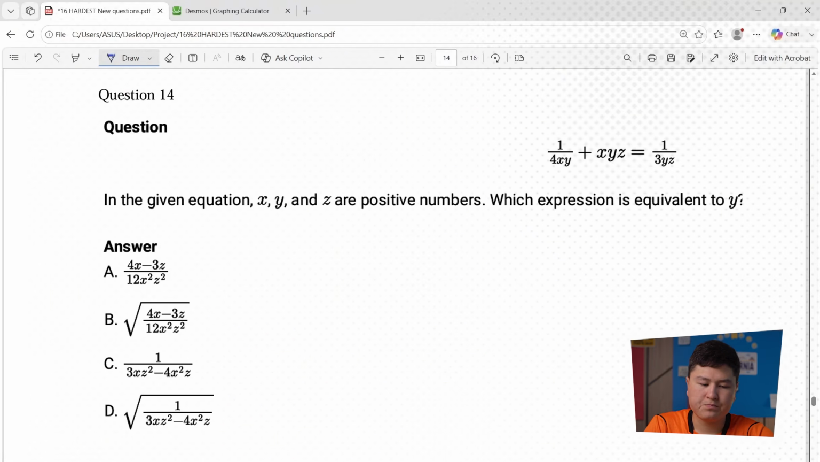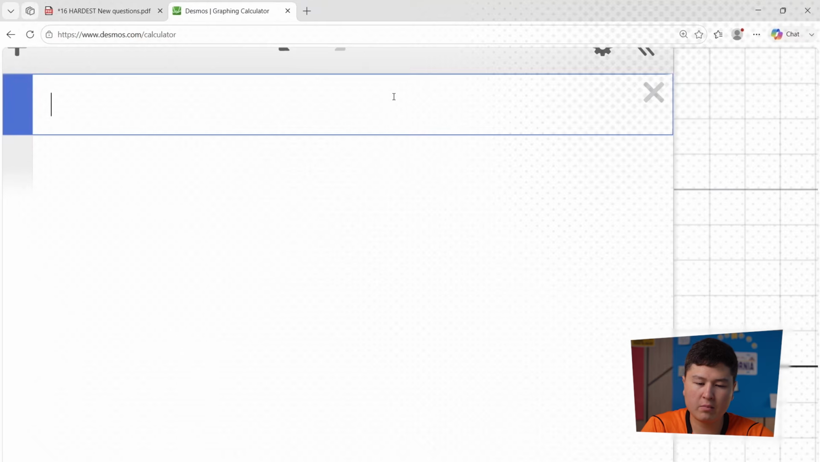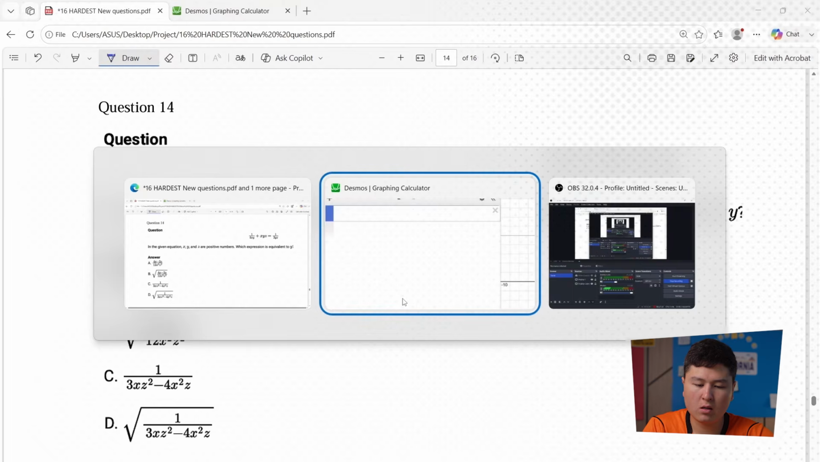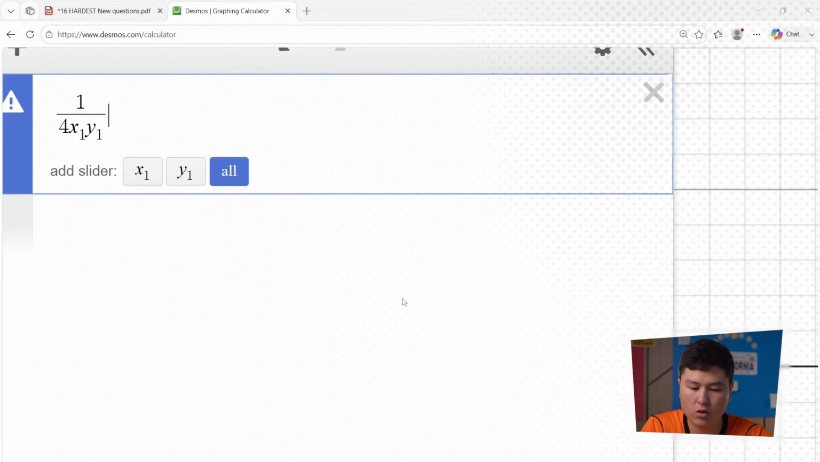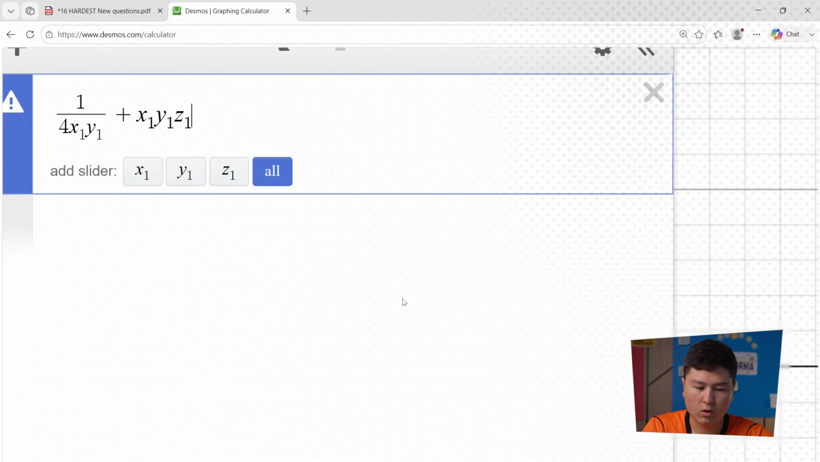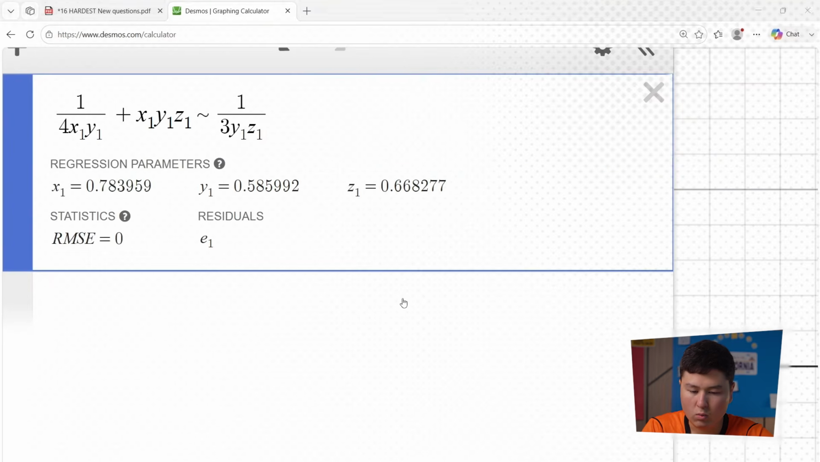And the next question. The given equation, x, y, z are positive numbers, which expression is equivalent to y. I've seen, guys, most of the students get confused with the algebra, like moving x, y, z to the left side and then finding the expression. So you can try it with decimals, but it takes a bit of time. So here, just write it down. 1 divided by 4 x1 and y1, guys, because you have to find the values here, therefore I'm using y1, plus x1, y1, and z1, and that equals 1 divided by 3 y1 and z1.